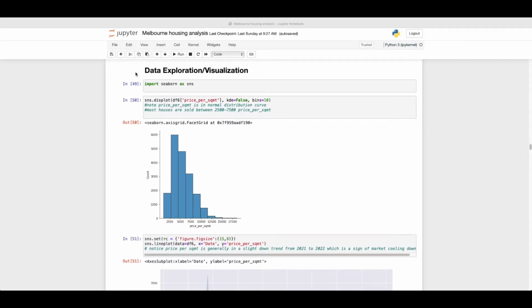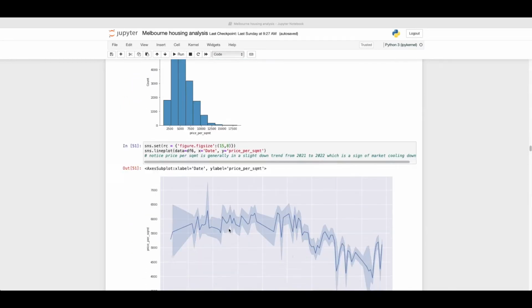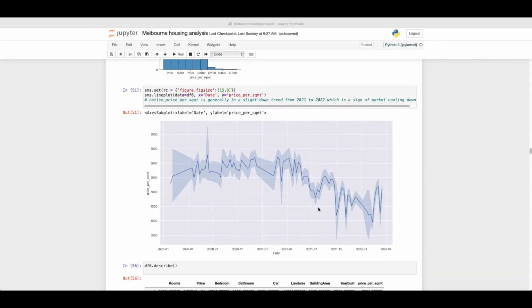Next is data exploration and visualization. I import the Seaborn library to make this bar chart. It shows the most houses are sold between 2,500 to 7,500 per square meter range. And next is this time series line chart here. It shows the price per square meter is generally in a slightly downtrend from early 2021 to 2022. This could be a sign of market cooling down, but I'm not sure because recently in early 2020 the price went up slightly.